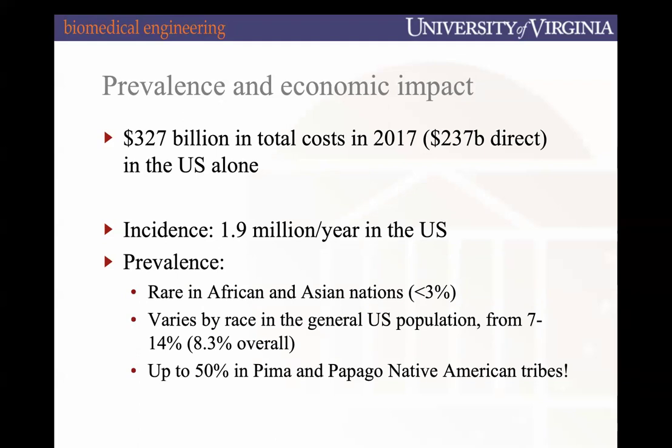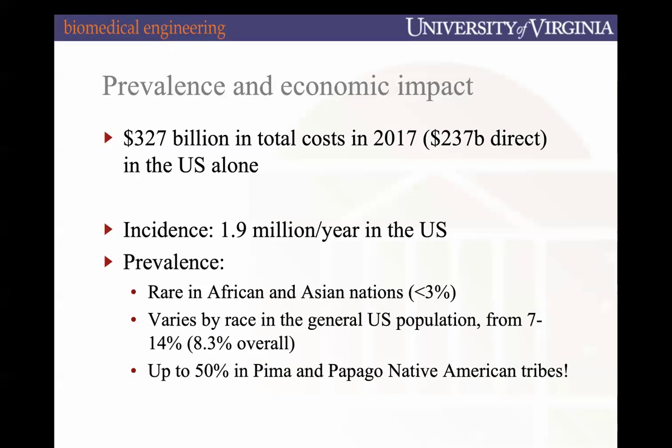Within the US, incidence is about 1.9 million per year, again, just in the US alone. And what's interesting is that there are some differences in the prevalence rates across different populations within just the US. Those originating from either African or Asian ancestry have typically lower rates of diabetes. Some of that might be attributed to differences in diet, but that's only one component that could possibly explain it.